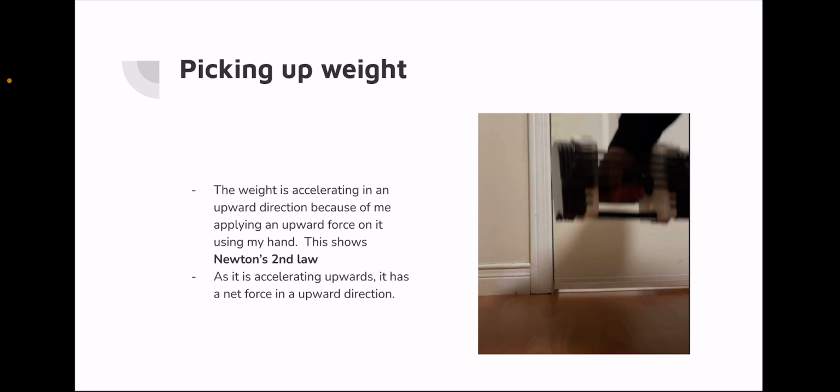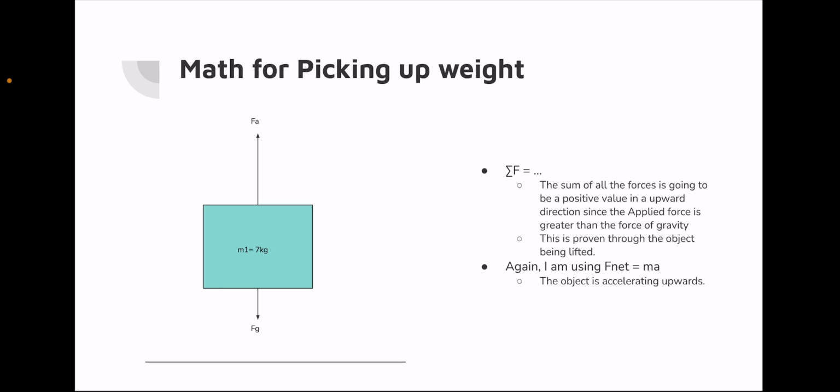One thing to note is that it is accelerating upwards and has a net force in an upward direction. So the math for picking up this weight is that the sum of all the forces is going to be positive. It's going to be a positive value in an upward direction since the applied force is greater than the force of gravity, shown through the object being lifted off the ground.